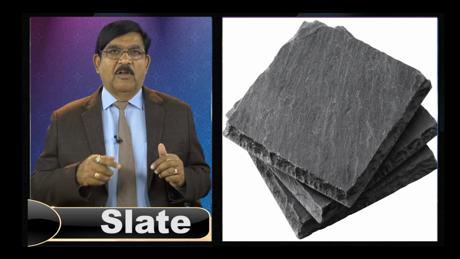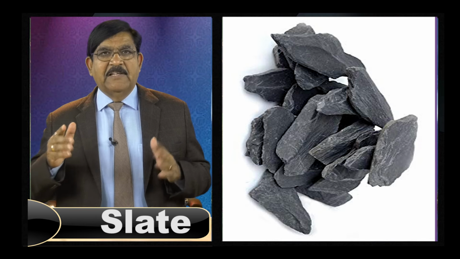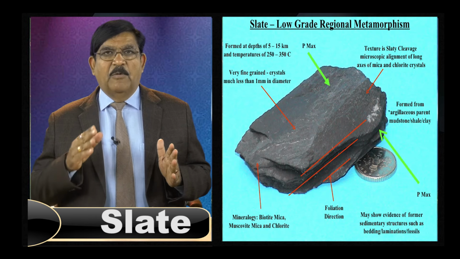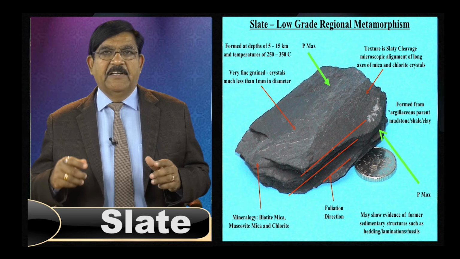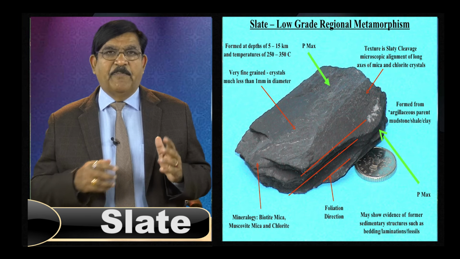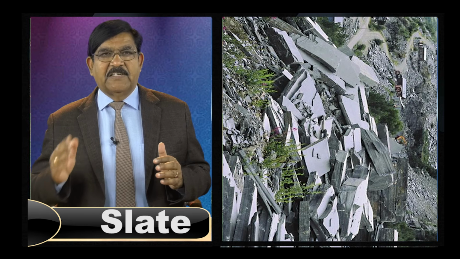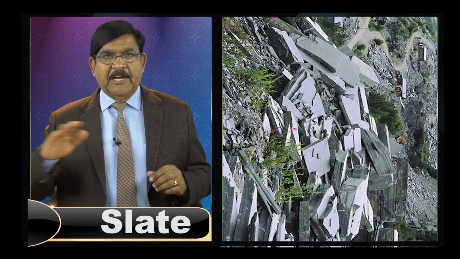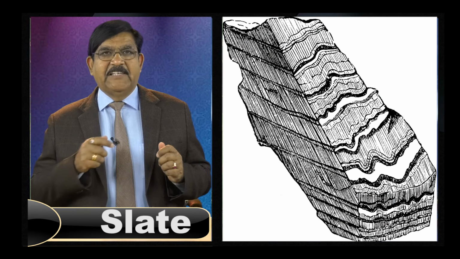Slate is the lowest grade metamorphic rock that forms from a shale parent rock. Slate is made up of microscopic mica minerals, usually muscovite. These are flat minerals that are aligned parallel to each other. This orientation of the crystals causes slate to break easily in one direction. This property is called slaty cleavage.